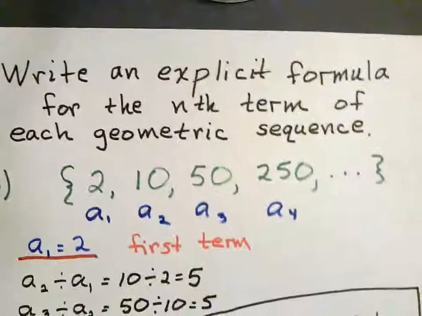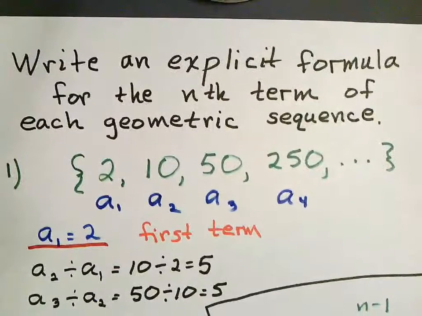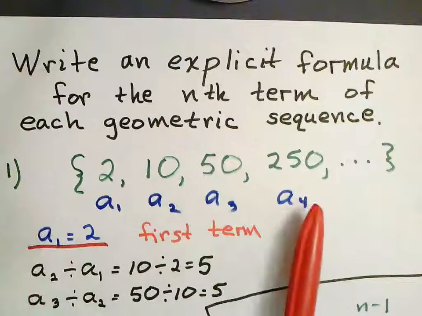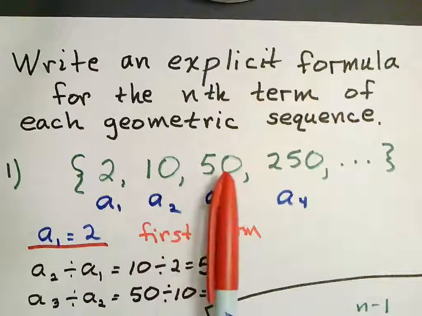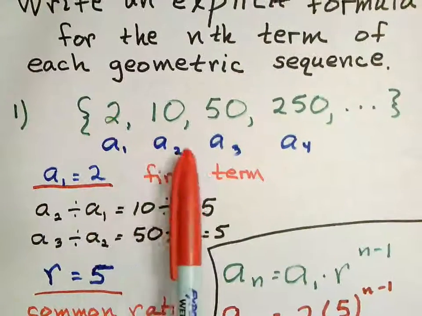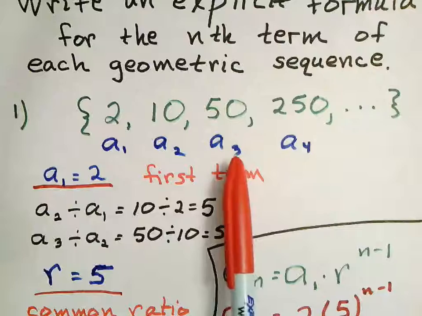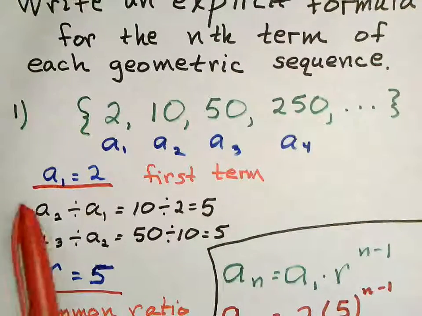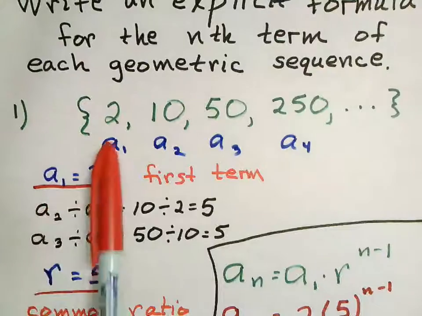The first example that we're going to look at says write an explicit formula for the nth term of each geometric sequence. Here's my first geometric sequence, 2, 10, 50, 250. My a sub 1 term is 2, my a sub 2 term is 10, a sub 3 term 50, a sub 4 250. My first term, a sub 1, is 2.